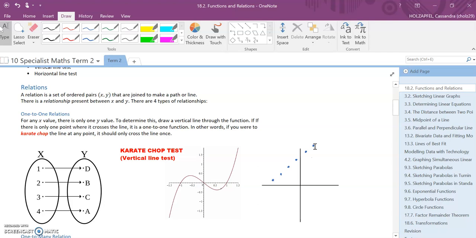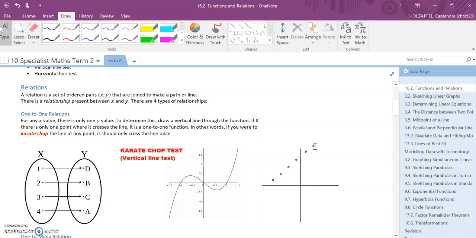Now, in my opinion, as a maths teacher, I should probably not have an opinion, but these are dumb. This is the dumbest way I've ever heard to refer to anything. There are really only 2 key things that you need to take out of this, and that is the vertical line test and the horizontal line test.